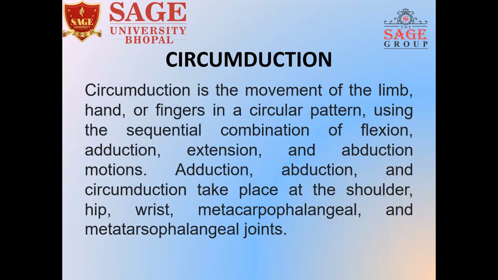Our last movement is circumduction. So, students, it is a movement of the limb, hand, or fingers in a circular pattern using the sequential combination of flexion, adduction, extension, and abduction motions. Adduction, abduction, and circumduction take place at the shoulder, hip, wrist, metacarpophalangeal, and metatarsophalangeal joints.